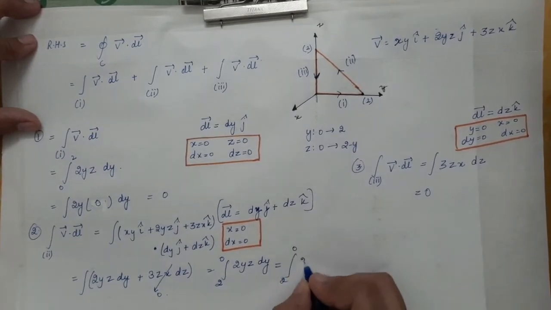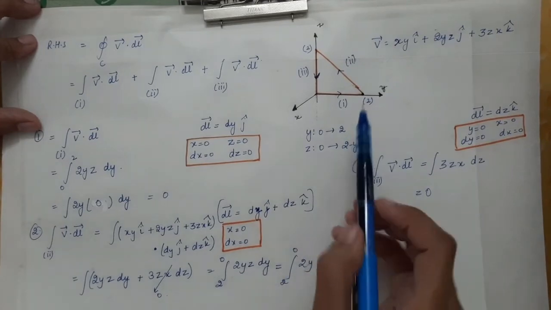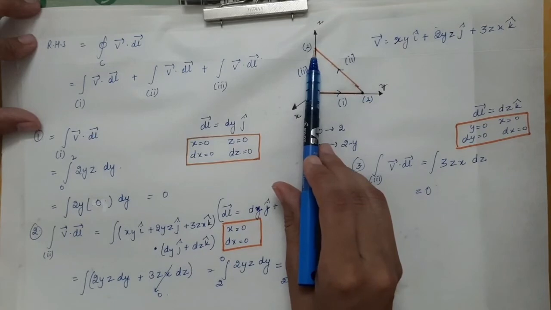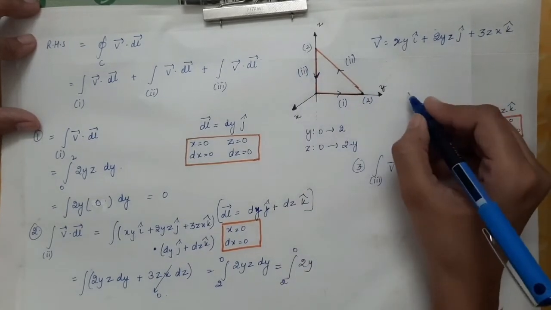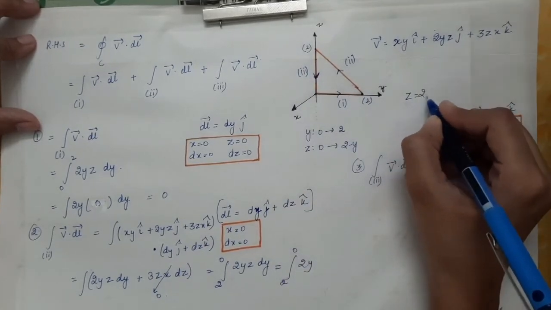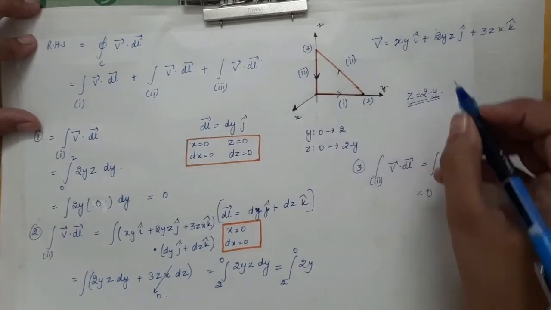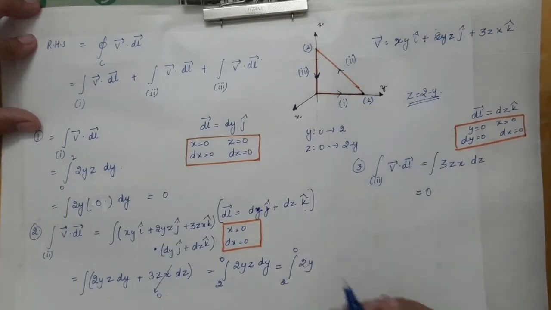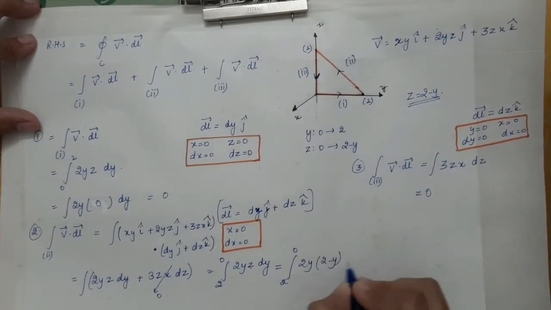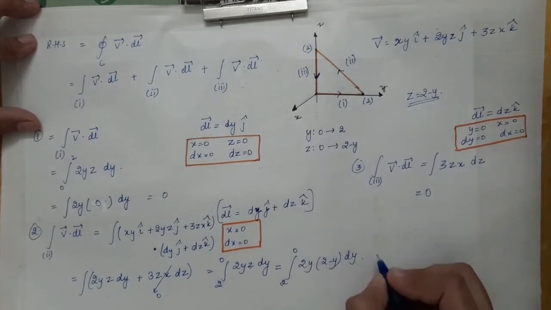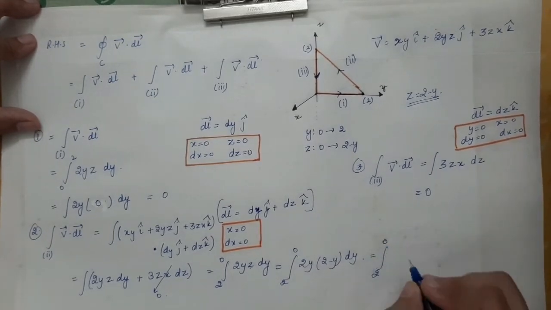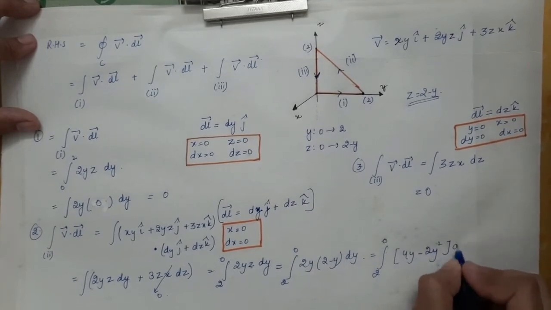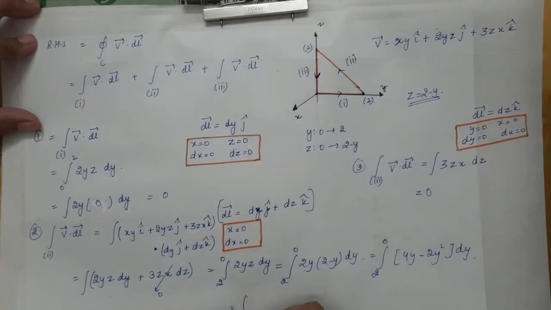When you are moving from this point to this point, you are moving along this line whose equation we have already found out: z is equal to 2 minus y. So in place of z we put the value 2 minus y into dy, and we evaluate this integral. With limits from 2 to 0, we get 4y minus 2y square into dy.